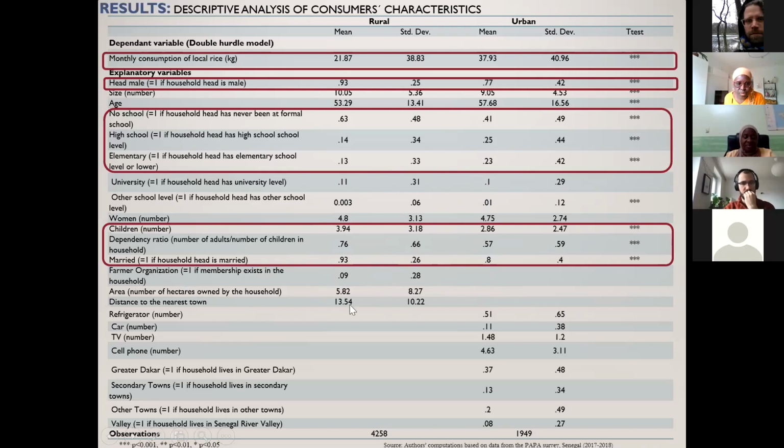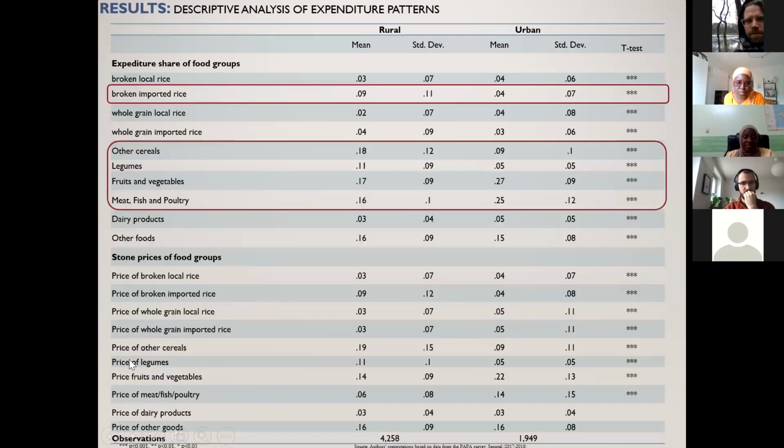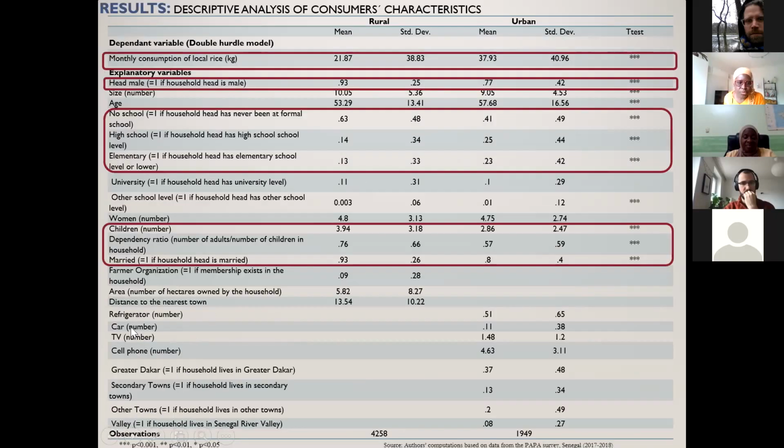And here we have some variables that are specific to rural households. For instance, the membership of a farmer in a farm organization, and also the total area owned by the household. These are variables specific to rural households involved in agricultural activities. And also we have other information here: asset ownership, such as the number of refrigerators, cars, and so on, that are only observed in the urban household survey. So again, this is a proxy for income for urban households, and for rural households, we use the total number of hectares owned as a proxy for income, for wealth.